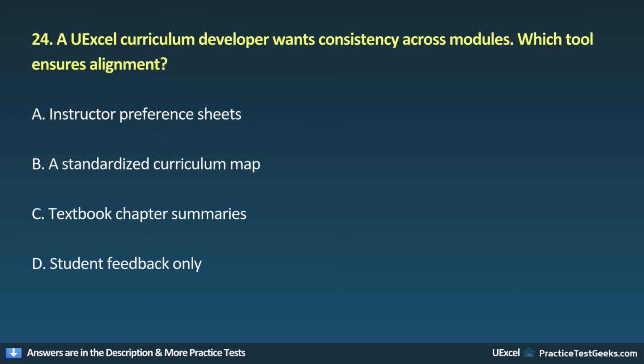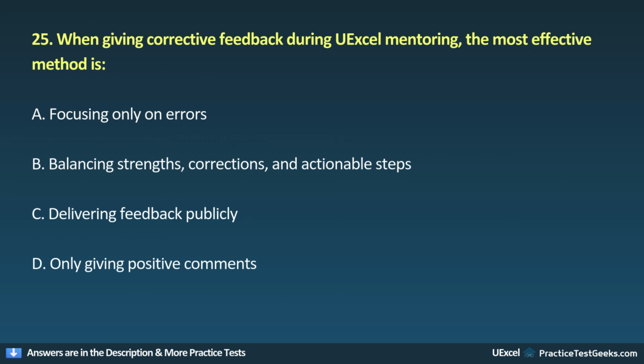24. A UExcel curriculum developer wants consistency across modules. Which tool ensures alignment? A. Instructor preference sheets. B. A standardized curriculum map. C. Textbook chapter summaries. D. Student feedback only.